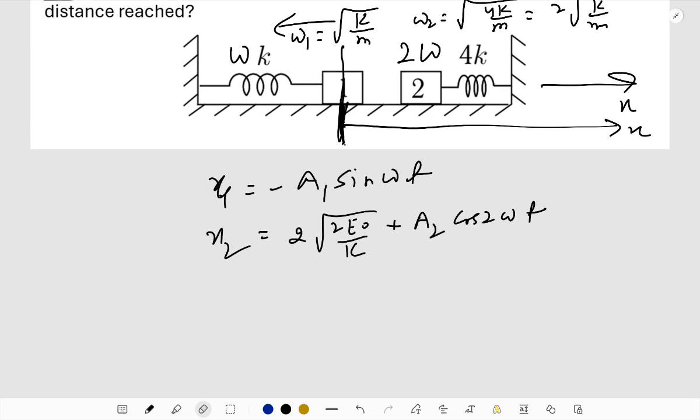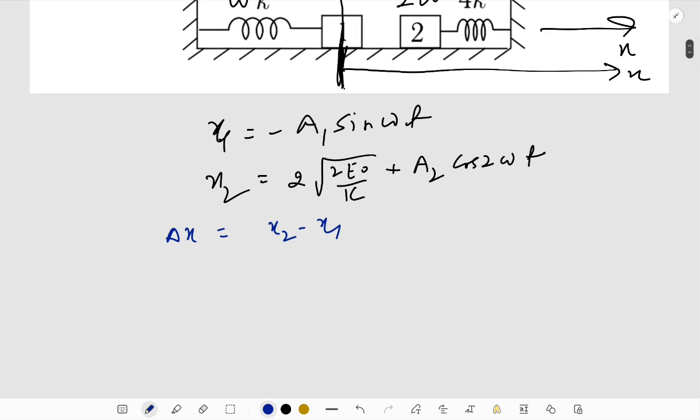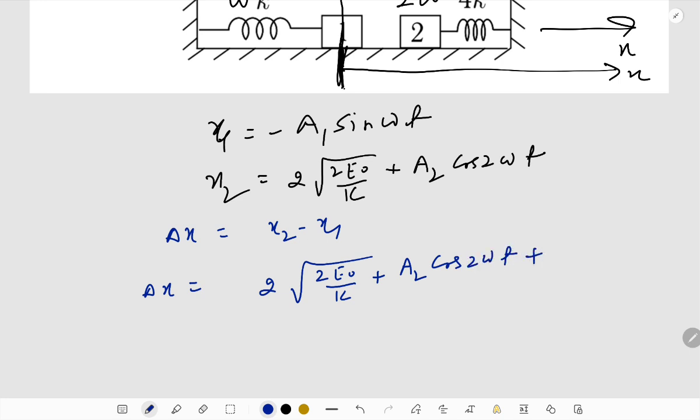Then the equations of motion of blocks, and the distance between the blocks is simply delta x, that can be written as x2 minus x1. x2 is ahead, so I wrote x2 minus x1, and so that delta x can be written as twice 2 e naught by k plus a2 cos 2 omega t, minus minus, plus a1 sine omega t.